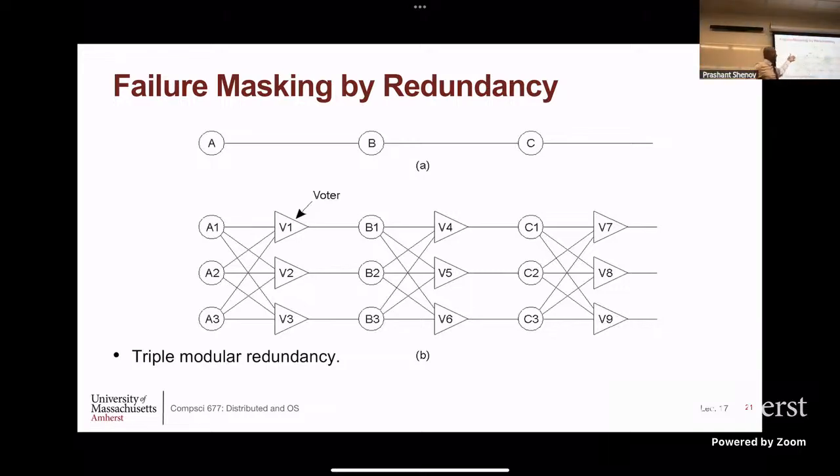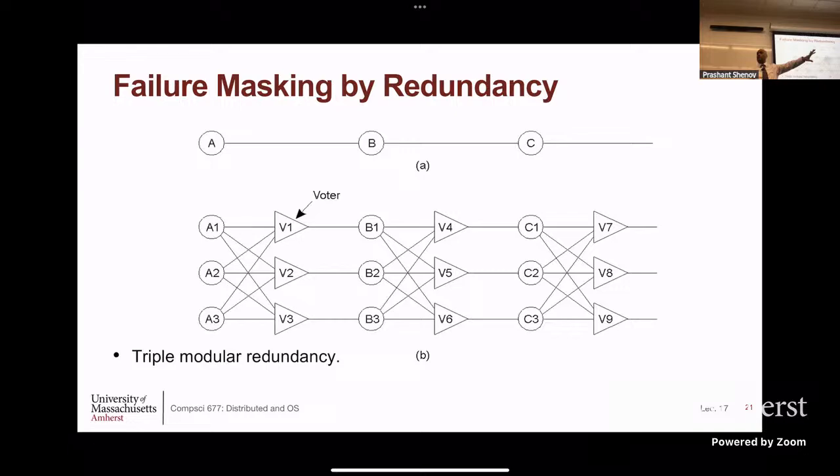Okay? So you will take the output of all three, you will feed it to each of the voters. Each of them will take a majority vote, it will feed it to the next stage and so on. Okay? Now you will see that's happened at each of the stages. So in this circuit, this is called triple modular redundancy, which means that it's called TMR. So there are three copies of everything.